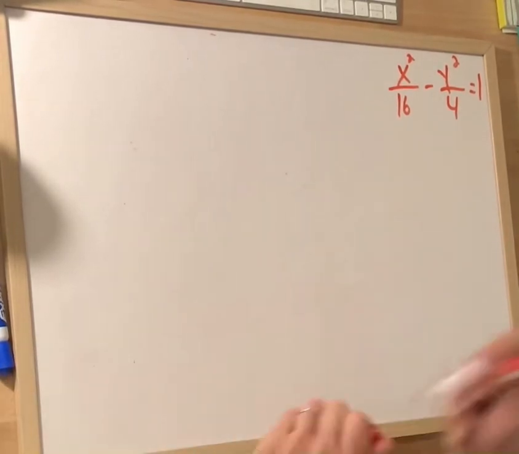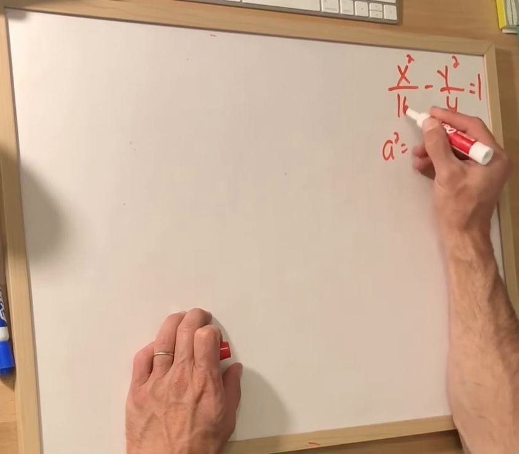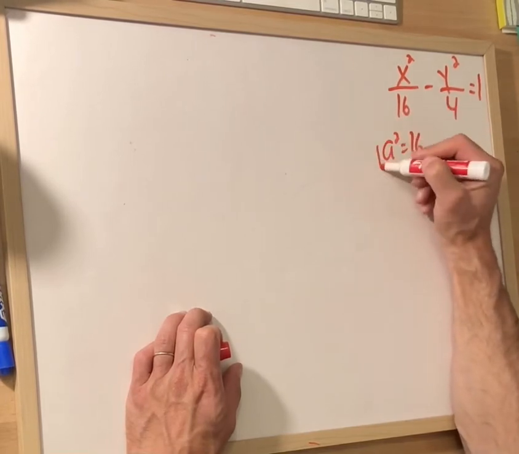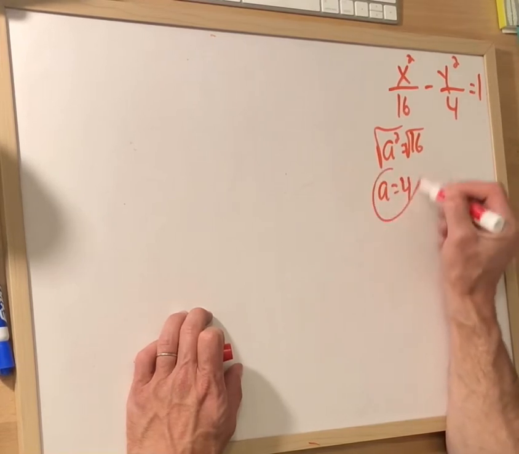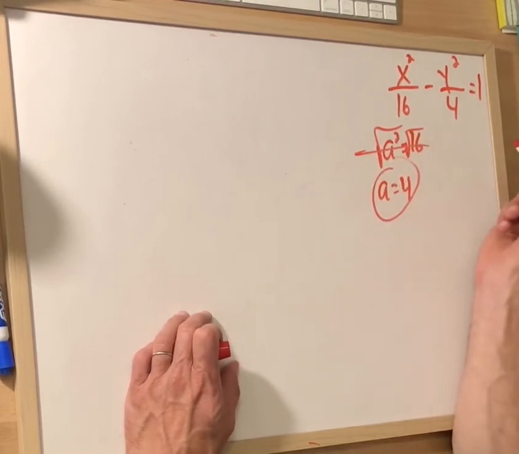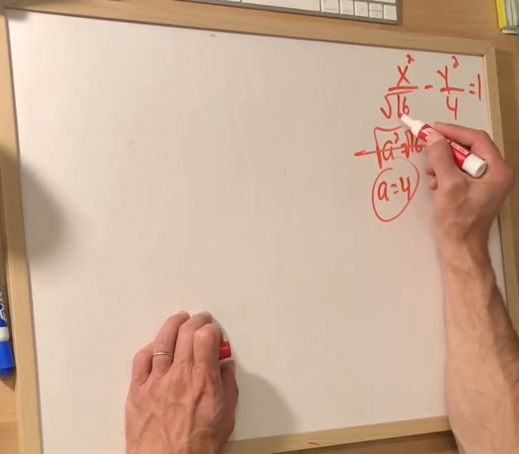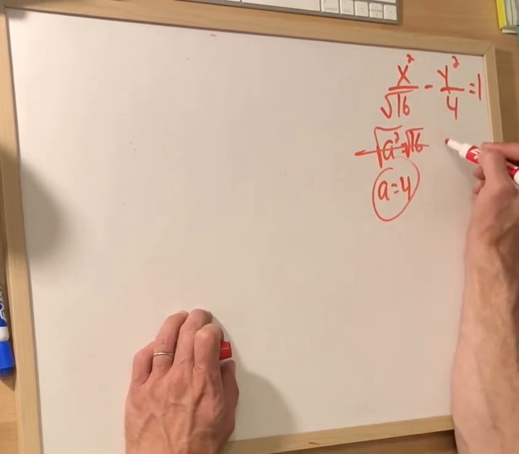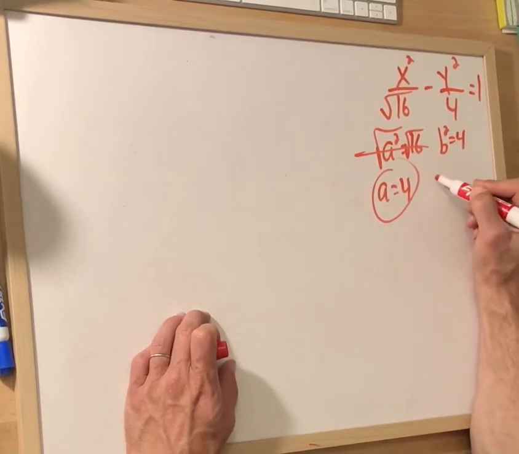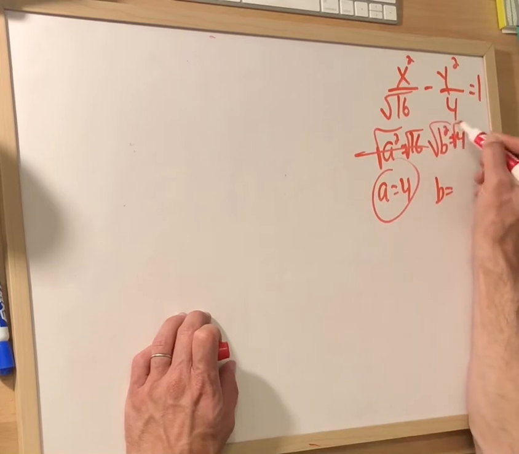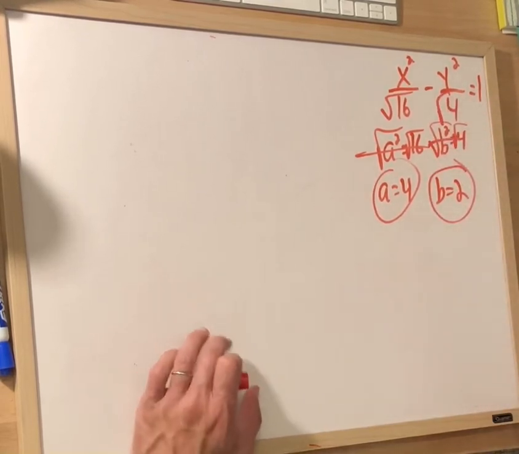Okay, the first thing I'm going to do is, remember, a squared equals this number, which is 16. So technically, if I square root both sides, I have a equals 4. Or to bypass this, I can just square root this to get a equals 4. This is always a squared. This is always b squared. So I can think of it as b squared equals 4. What does b equal all by itself? Well, square root this to get 2. Or just square root this and bypass that middle step.